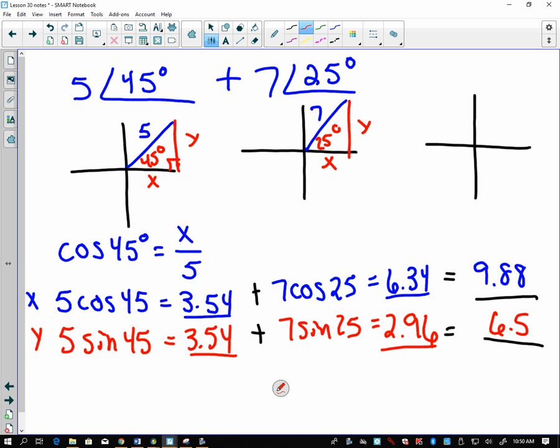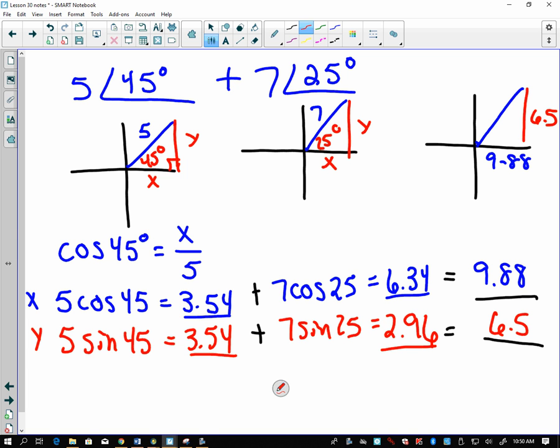Now, later on, we'll talk about resultants that come from totally different quadrants and how that affects things, okay? So as we're looking at this, I should get something that looks like this, where this number is 9.88, and this is 6.5.